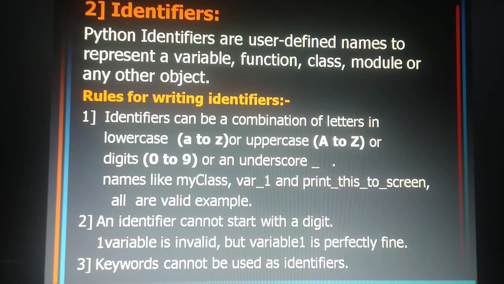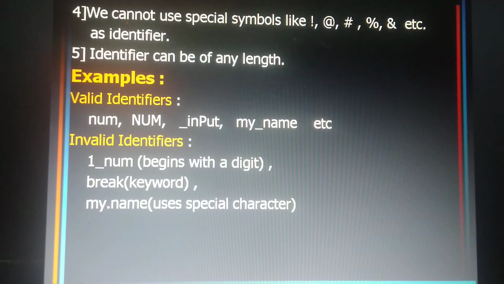Now identifiers. Python identifiers are user-defined names to represent a variable name, function name, class, module name, or any other object. Rules for writing an identifier: it can be a combination of letters, lowercase or uppercase, or digits only. An identifier cannot start with a digit. Keywords cannot be used as the name of an identifier. We cannot use special symbols like exclamation mark, at sign, hash, percentage sign, and sign, or any other. An identifier can be any length.